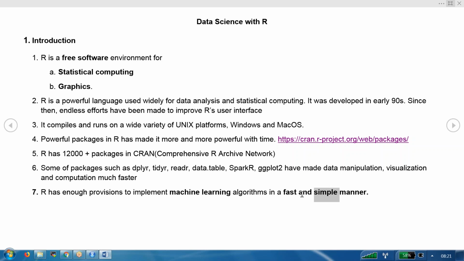Even though you don't know what R is, what Python is, if I show the code to you, you will be in a position to understand what that code is doing. That much simple it is. You will come to understand the taste of that shortly. So this is the introduction I wanted to speak about. Do you have any questions on this piece?